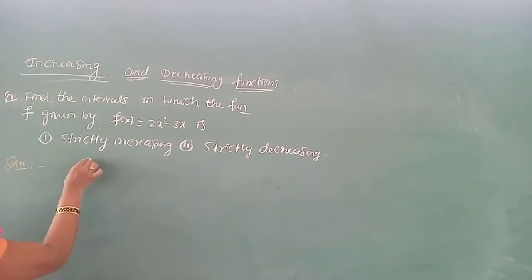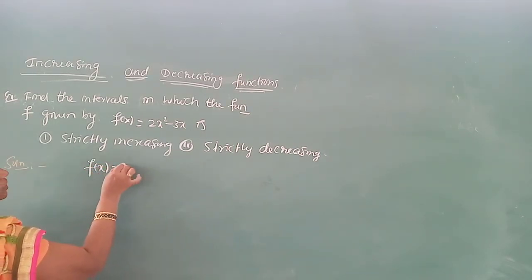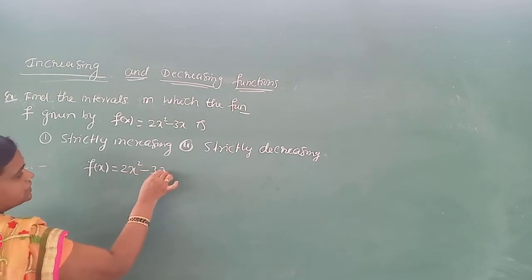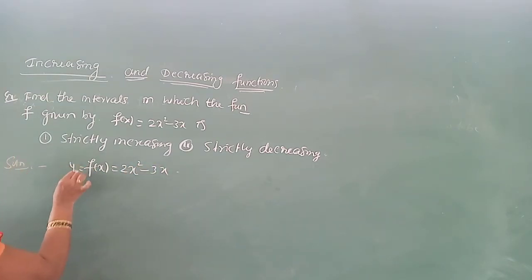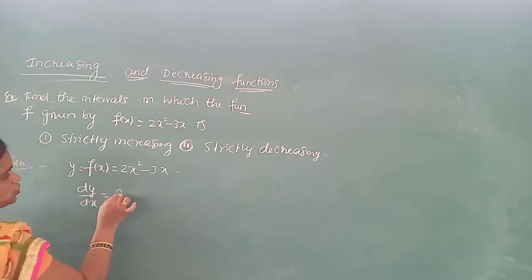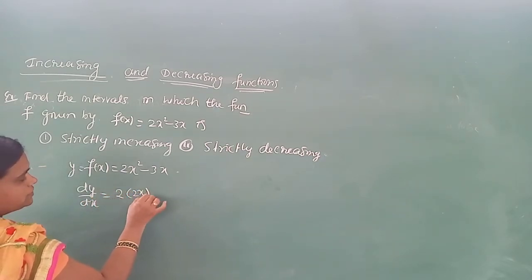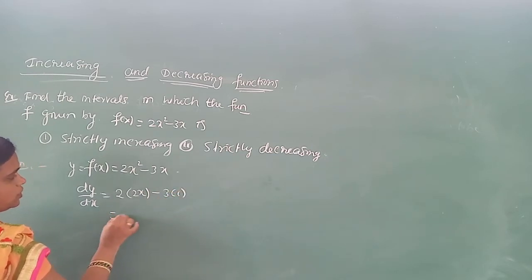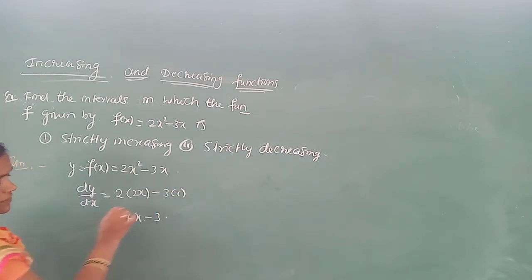Given function f of x is 2x squared minus 3x. This is 1. Do the differentiation, dy by dx. This is 2x squared gives 4x, and minus 3x gives minus 3. So dy by dx is 4x minus 3. Correct.